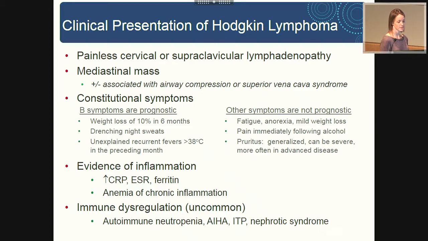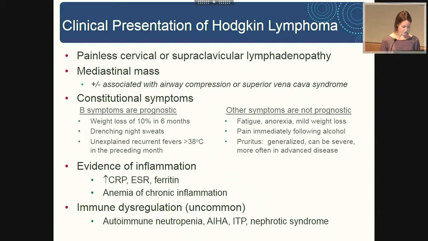And so the 3 classic constitutional symptoms are having a weight loss of more than 10% in the last 6 months, having drenching night sweats, and this is I am waking up and having to change my shirt or my sheets because they're drenching wet, not like I woke up and feel a little bit clammy. And then unexplained recurrent fevers, more than 38 degrees in the preceding month. If they have a virus or something that they're presenting with, that's an explanation, and so that wouldn't necessarily qualify.